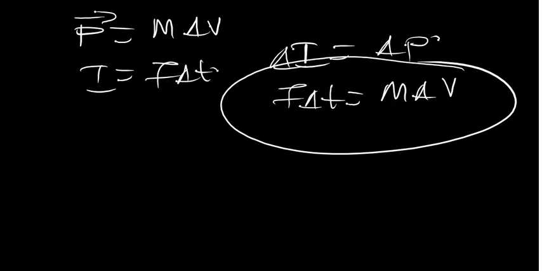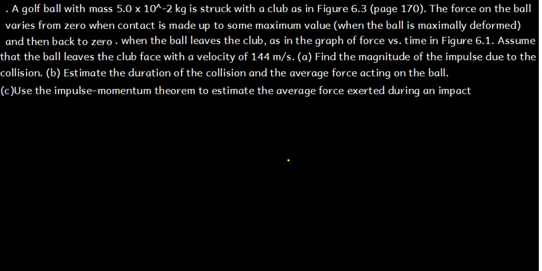Now I've got some few questions here. Let's see how we can solve them. The first question says: a golf ball of mass 5.0 times 10 raised to the power negative 2 kg is struck with a club as shown in the figure below. Although we don't have any figure here, so we can just exclude this.